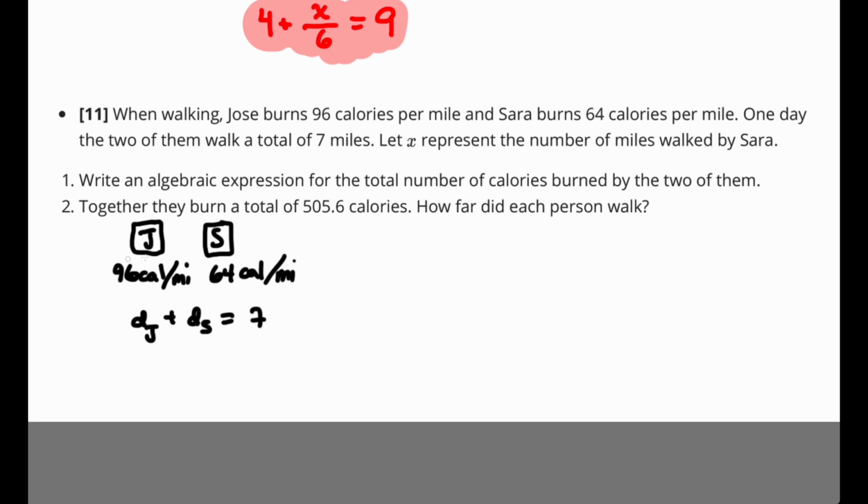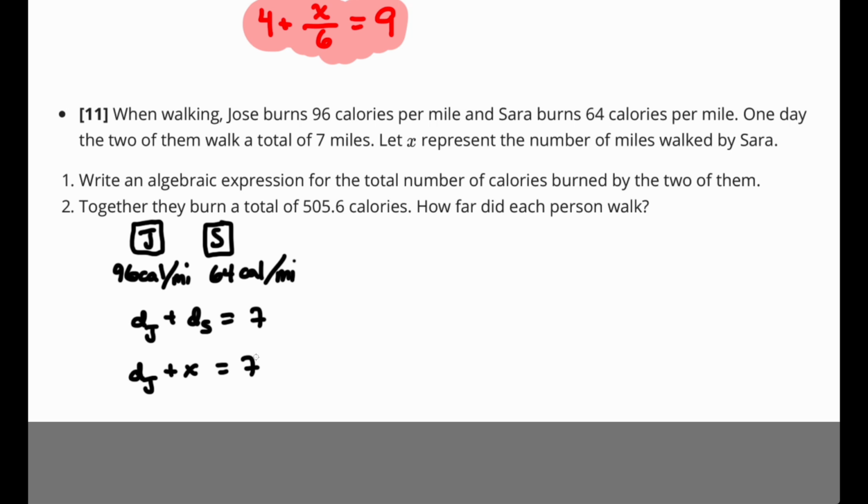Now, the problem does say, though, that let X represent the number of miles walked by Sarah, so really it's going to be D sub J, the distance of Jose, plus X is equal to 7. So the problem just says to use X for whatever reason, so that's what we're going to do. Okay. Now, so far we do not have an algebraic expression for the total number of calories burned by the two of them. We have the rates of the calories, 96 calories per mile for Jose, 64 calories per mile for Sarah, but we need to actually figure out the total number of calories.